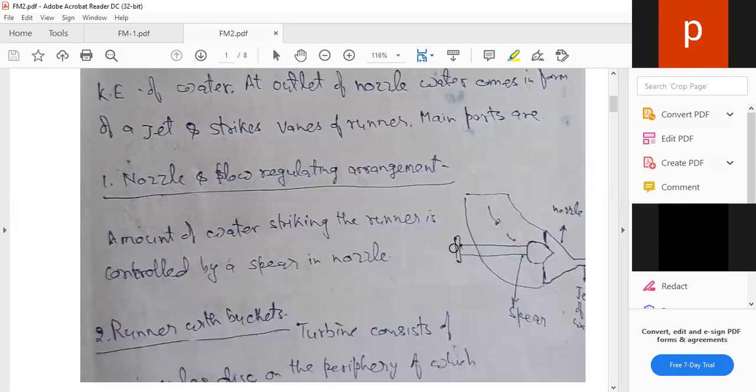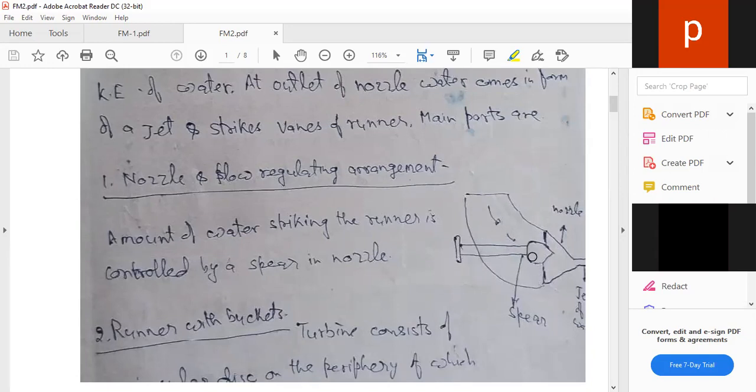Here we have a hand wheel. When we have to reduce the flow, we turn this wheel, and this sphere moves from left to right, and it blocks this area. Thus the flow of water is reduced. If we want to increase the flow of water, then we will turn it back through this wheel. So this is the nozzle and flow regulating arrangement.